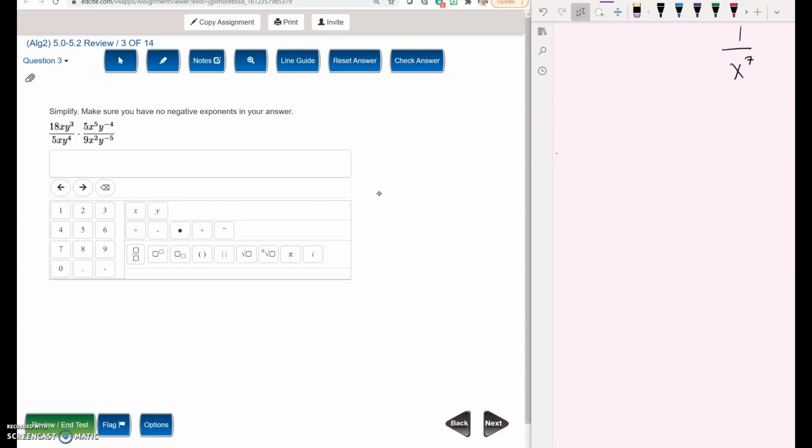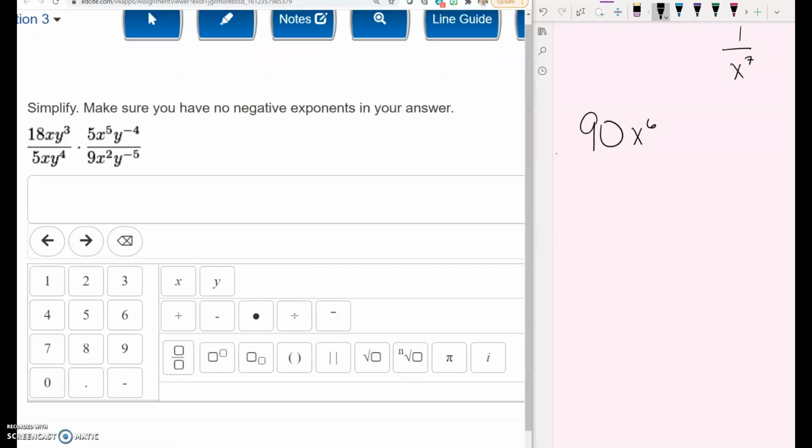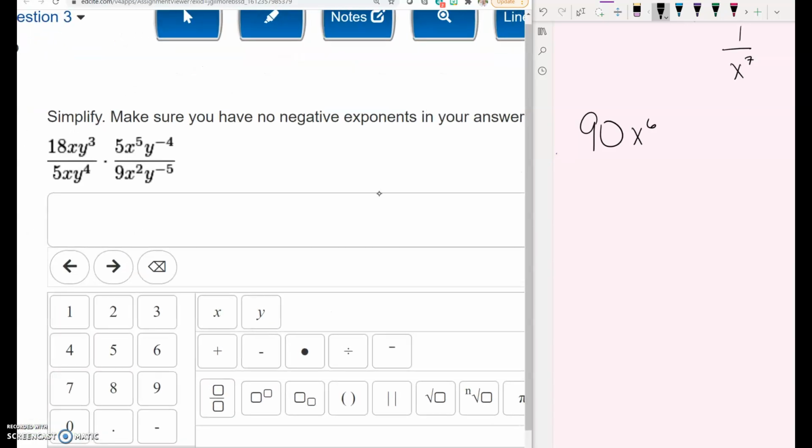We have a little bit of simplifying to do here. On the top, 18 times 5 is 90. X times x to the 5th would be x to the 6th. So I'm looking in the numerators, and I am finding the x's. It's x to the 1st and x to the 5th. That would make x to the 6th. The y's, we've got y to the 3rd and then y to the negative 4th. 3 plus negative 4 is negative 1.